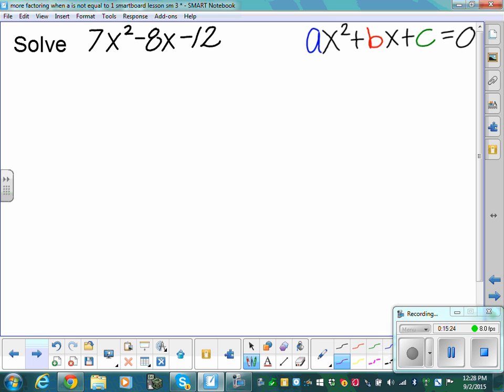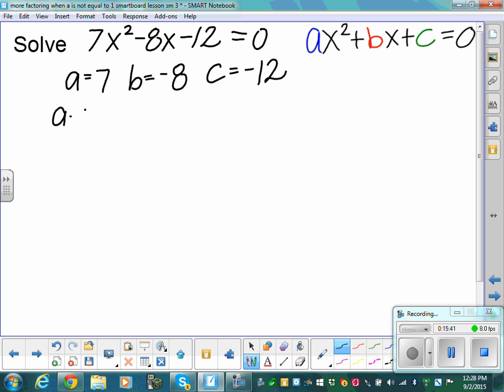Okay, so once again, you look, is there anything in common in the beginning? Oops, I should have said it was equal to 0. And there's nothing in common. A is equal to 7. B is equal to negative 8. C is equal to negative 12. And then we're going to go through and do our little thing here.